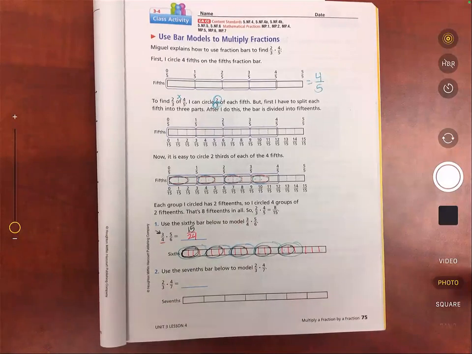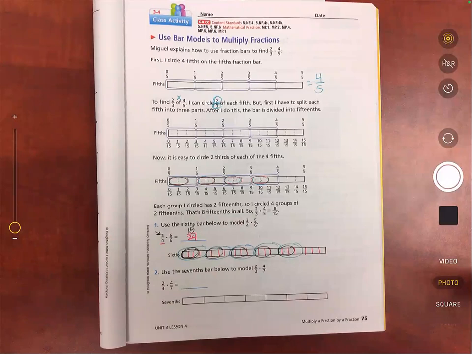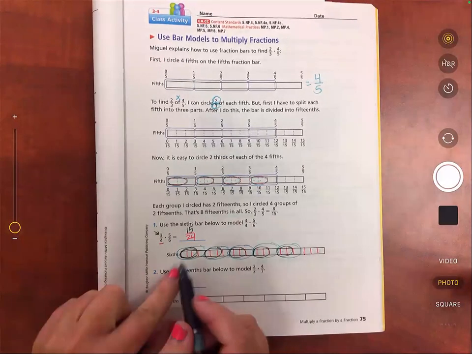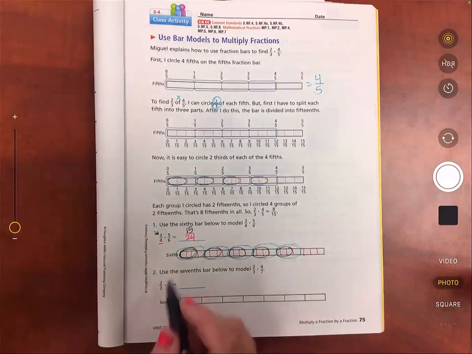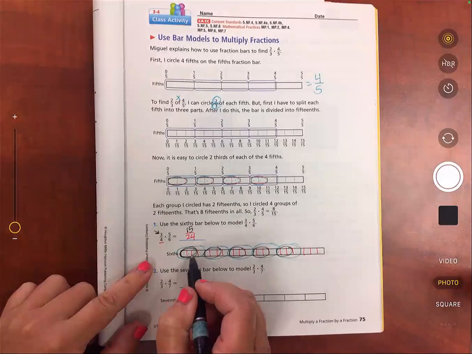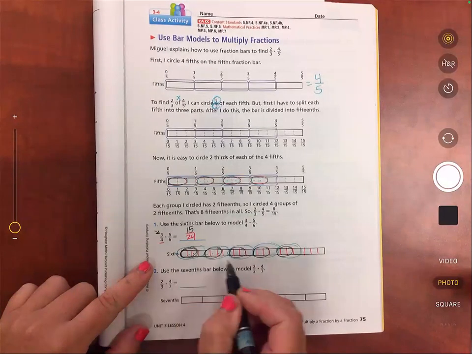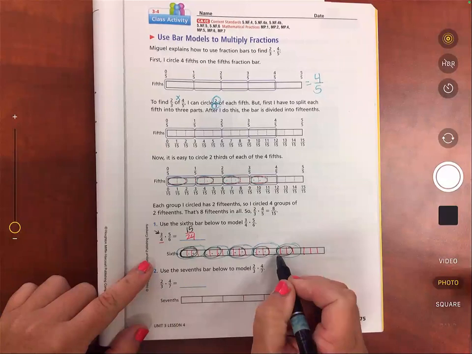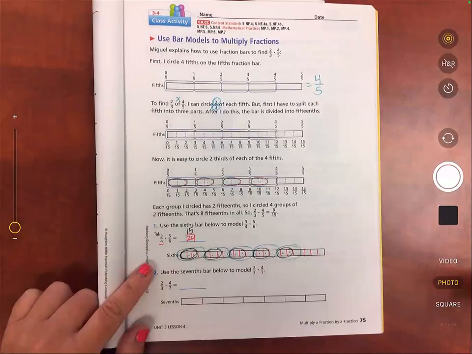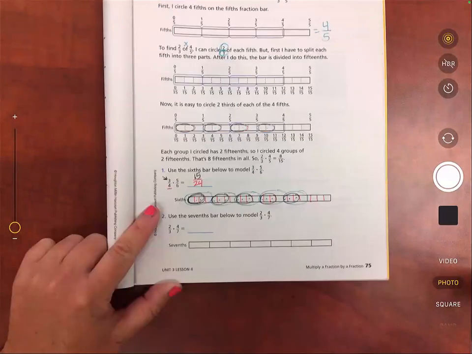Miss Triplet, how did you get 15? Because it's the ones that I circled in black here for my 3/4. I circled 1, 2, 3, 4, 5, 6, 7, 8, 9, 10, 11, 12, 13, 14, 15. Okay, they're those ones that were double circled.